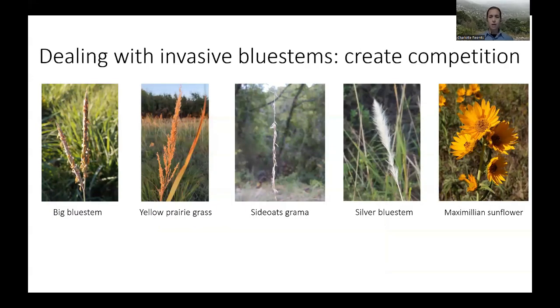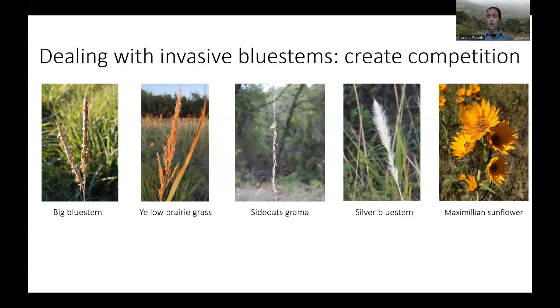These are native plants that have been found in different research studies to be quite effective competitors with the old world bluestem. So things like big bluestem, yellow prairie grass, what people used to call Indian grass, side oats grama, silver bluestem, and then we already talked about Maximilian sunflower. So if you can get some of these other grasses established, they can compete with the old world bluestems.